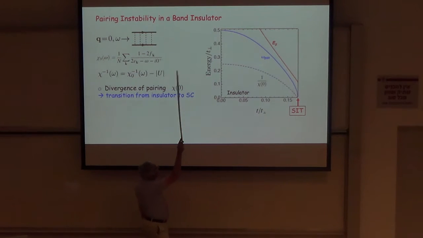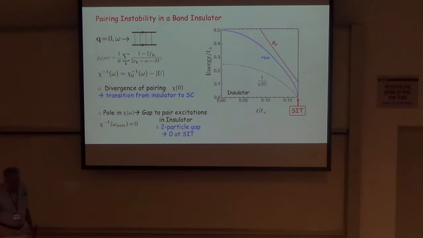The first thing I learned is if I ask for the divergence of the static pairing chi, then in the insulator, the static pairing chi is finite, but as I change the band structure and make the gap collapse, the static chi diverges. And that's the onset of the superconducting instability in the insulator.